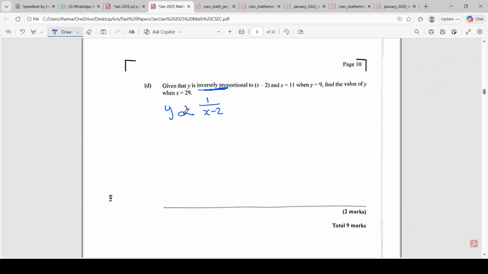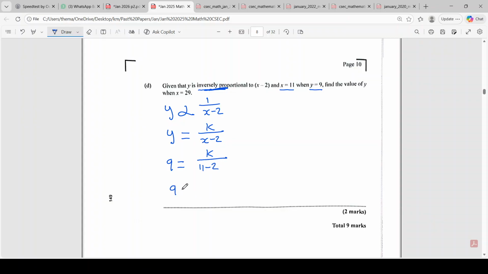Then we need to change this into an equation. So y will equal, once we change this to an equal sign, we introduce the constant k over x minus 2. Right, so this is our equation. Now that we have our equation, we can use the values given to find what k is. They tell us x is 11 when y is equal to 9. So we substitute these values: 9 equals k over x minus 2, x is 11.